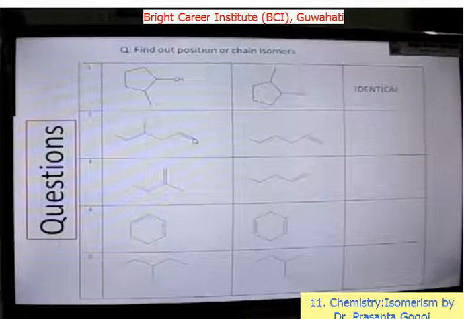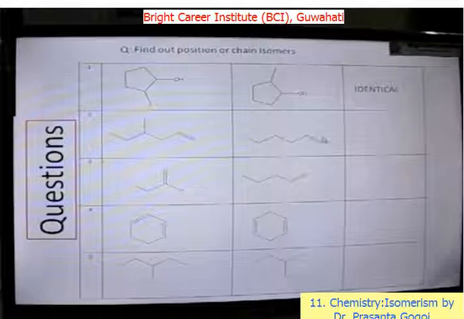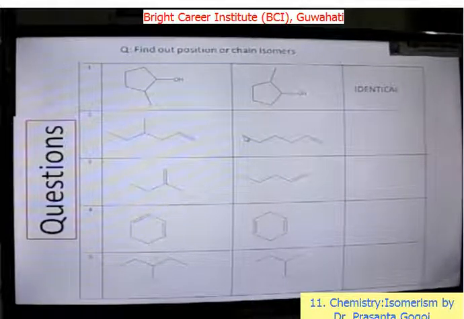In the next example, we can see the PG number: 1, 2, 3, 4, 5, 6. 6 carbons are having 1 carbon substituent, but both have different molecular formulas. You can see that the molecular formulas are different, so it is not an isomer.